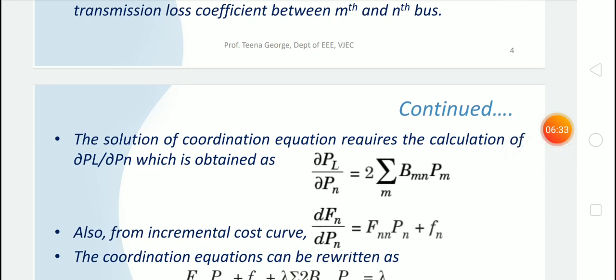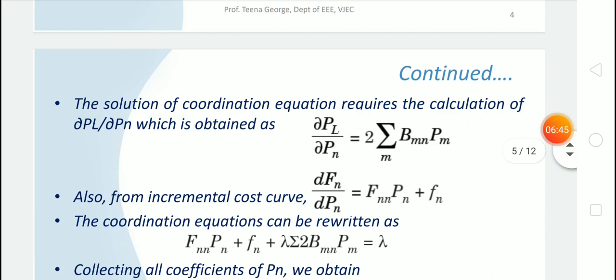And also we know that from the incremental cost curve, dou Fn by dou Pn is Fnn Pn plus Fn. The incremental cost curve was discussed in part 1. It is a linear curve.